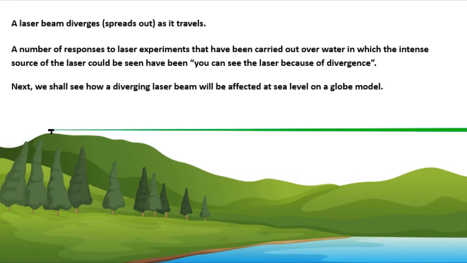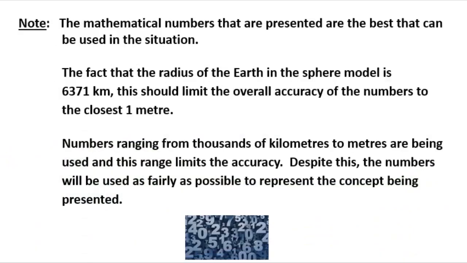Next, we shall see how a diverging laser beam will be affected at sea level on a globe model. Note, the mathematical numbers that are presented are the best that can be used in the situation. The fact that the radius of the Earth in the sphere model is 6,371 kilometers should limit the overall accuracy of the numbers to the closest 1 meter. Numbers ranging from thousands of kilometers to meters are being used, and this range limits the accuracy. Despite this, the numbers will be used as fairly as possible to represent the concept being presented.